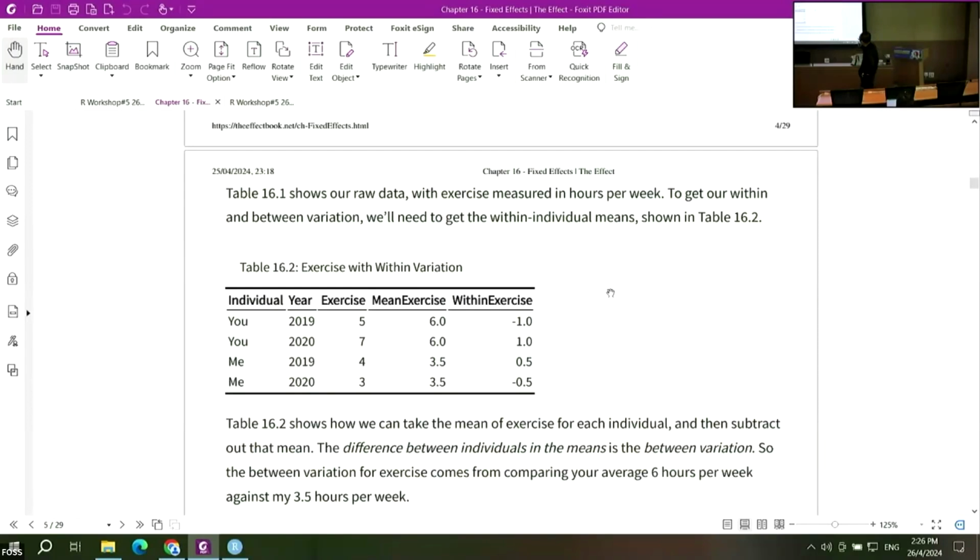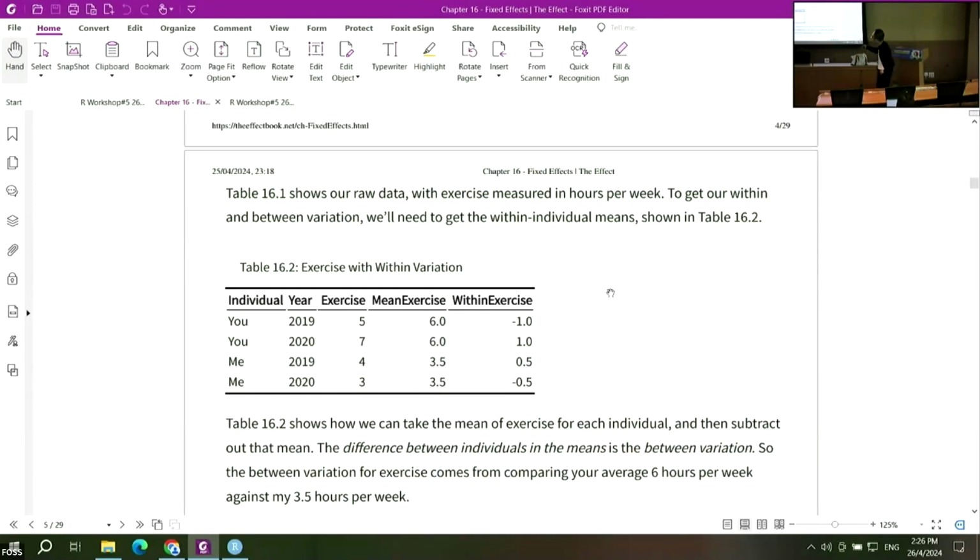And then to get our within and between, we need to get two types of variation. We need to get a within variation, which is inside you, the individual level. We also need to get between variation, across you and me. We want to get that variation. We need to get the within individual means. What do I mean?